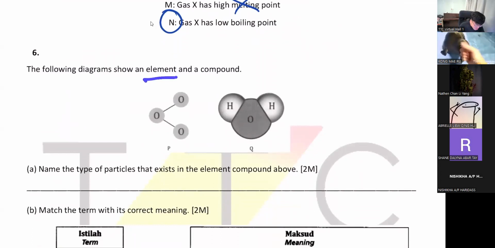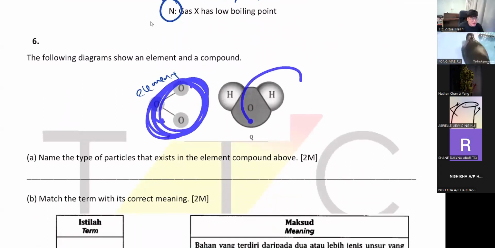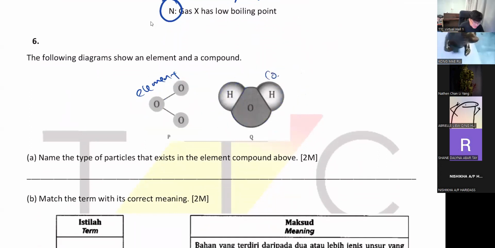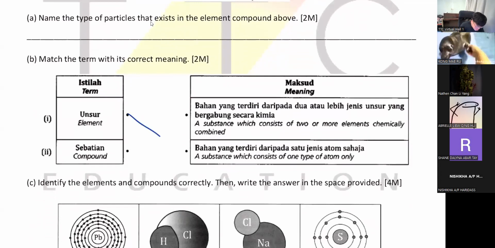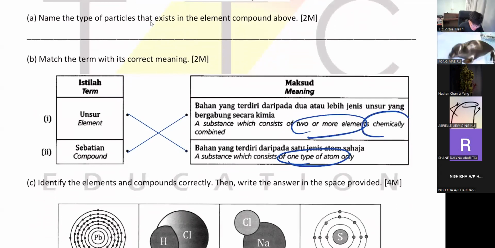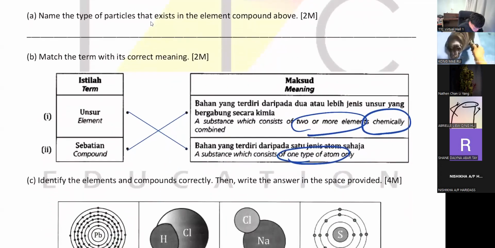So number six, element and a compound. So this is obviously an element because there's only one type of atom here. Can you see? There's only O here. This one has two, so this is a compound here. Guys, this chapter is really easy, isn't it? Your element is a substance, I think we did this before, right? That consists of one type of atom only, whereas your compound has two or more elements that are chemically combined. They have chemistry. Boring stuff, guys. I'm just trying to rush through things.